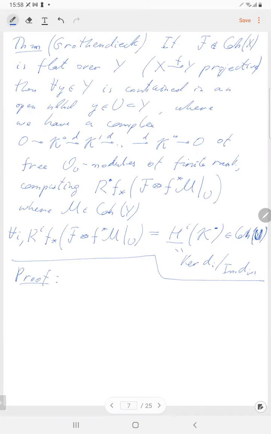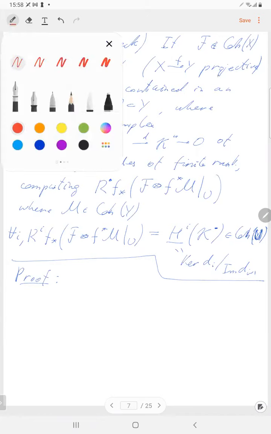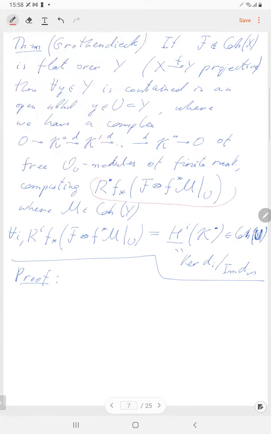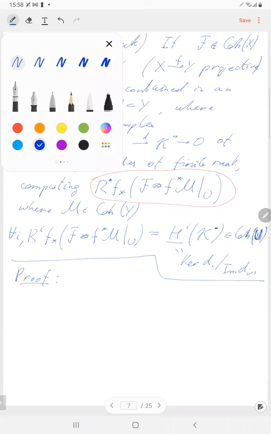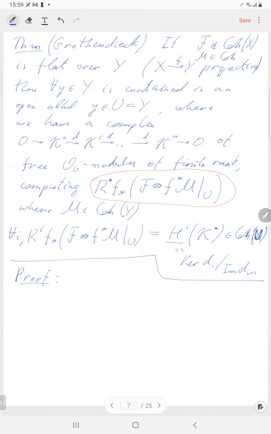We want to compute this. Okay? We want to compute this, right? And the claim is that this thing is computed by a bounded complex of finite rank free O_Y modules, O_U modules. То есть m задан заранее, да? Yes. M is fixed, and F is fixed. Maybe I should put this M. Yeah, and then remove it from here.